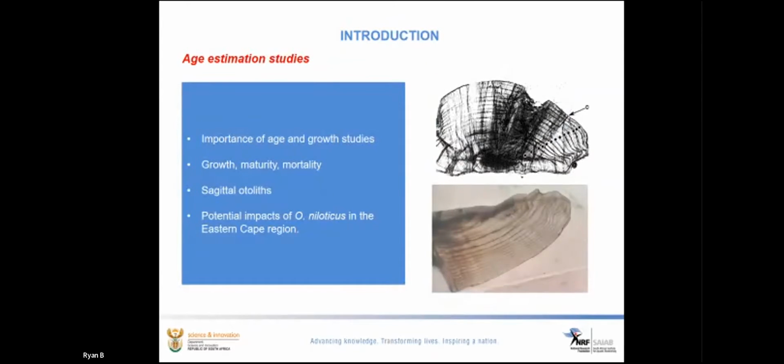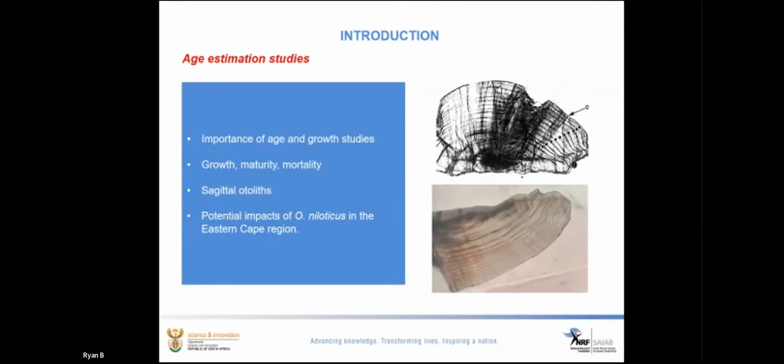So proper assessment and management of fisheries requires an understanding of life history parameters of a species, such as its age and growth. Hence, the knowledge of age is crucial in estimations of growth, maturity, as well as mortality rates. Therefore, age and growth studies are important in determining the impacts of exploitation on fish stocks, as well as improving our understanding of factors affecting recruitment processes.